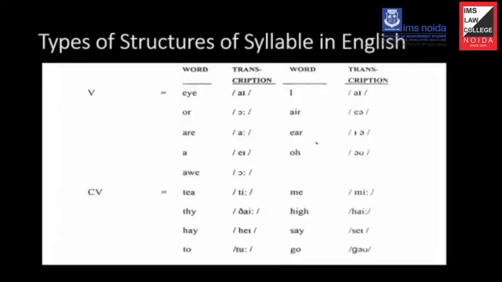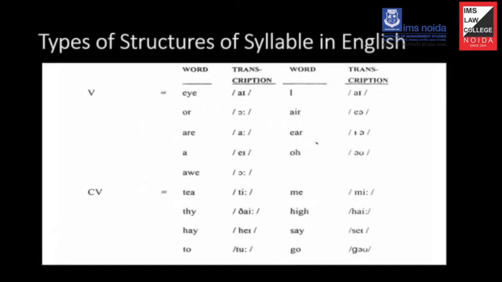Now let's move on to the types of structures of syllable in the English language. There is a V type. V type means that there is only a vowel sound, like I, A, and A. In this, there is only a vowel sound, and even then it is called a syllable.